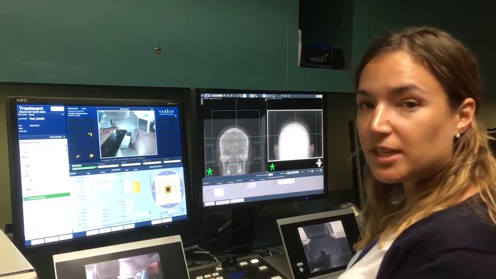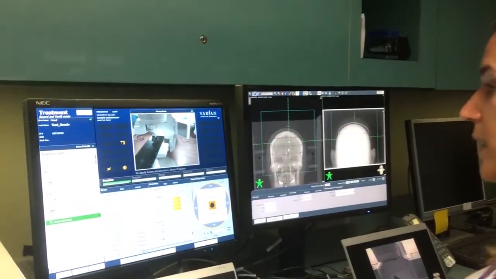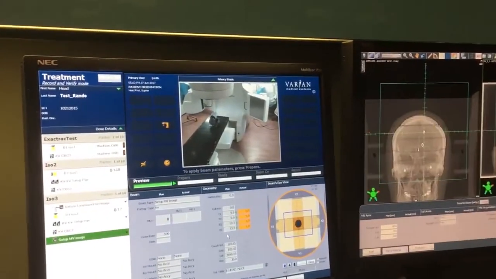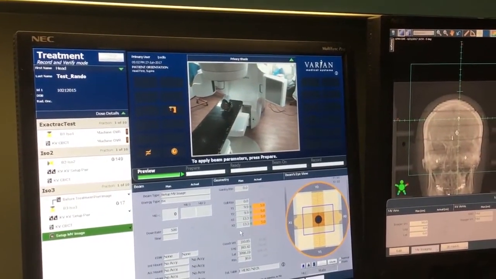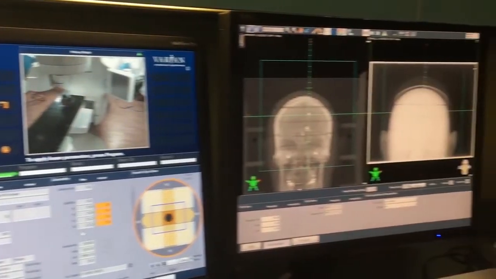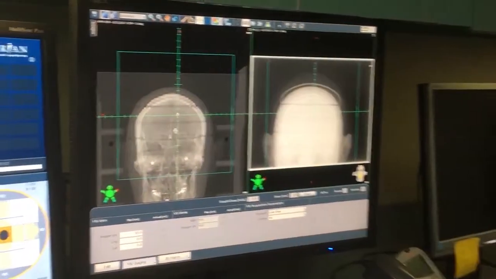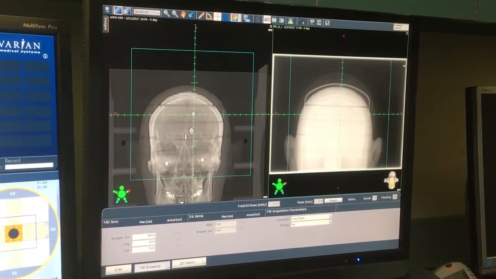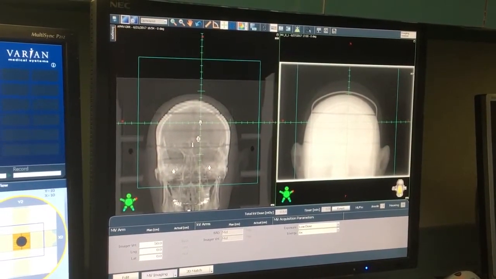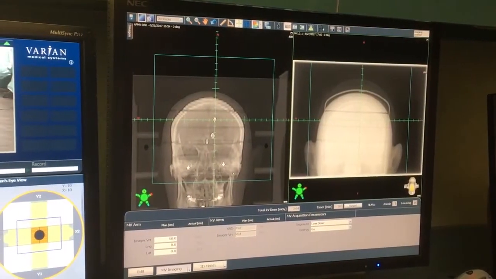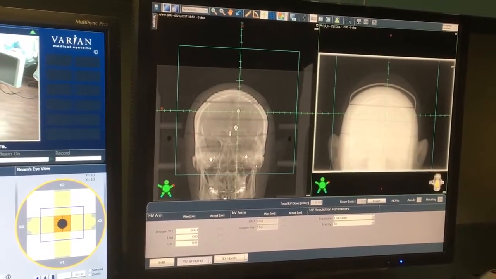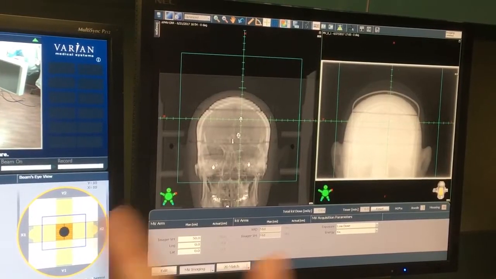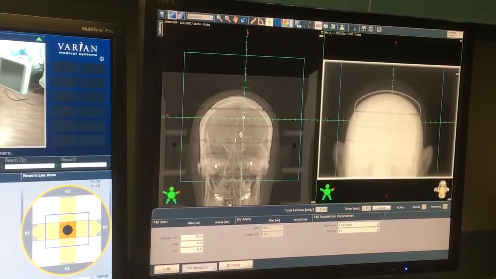To demonstrate the imaging capabilities of the treatment machine, we have a head phantom positioned on the table. So here you can see the MV image that we acquired. MV images are usually used for treatments that are not as complex as IMRT, so treatments like 3D conformal. They allow you to take an image at any of the treatment angles, so the gantry can be at any angle and you can still take the image.